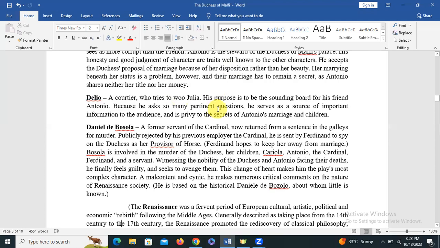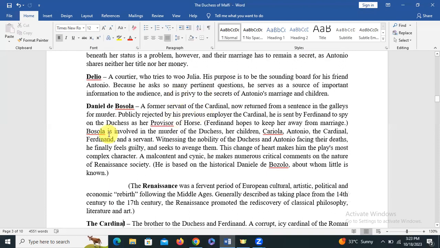So he is a source to give more information about other characters or the background of the drama, and he is privy to the secrets of Antonio's marriage and children. He knew everything about the marriage of Antonio and his children, but he didn't tell anyone about Antonio's secrets.